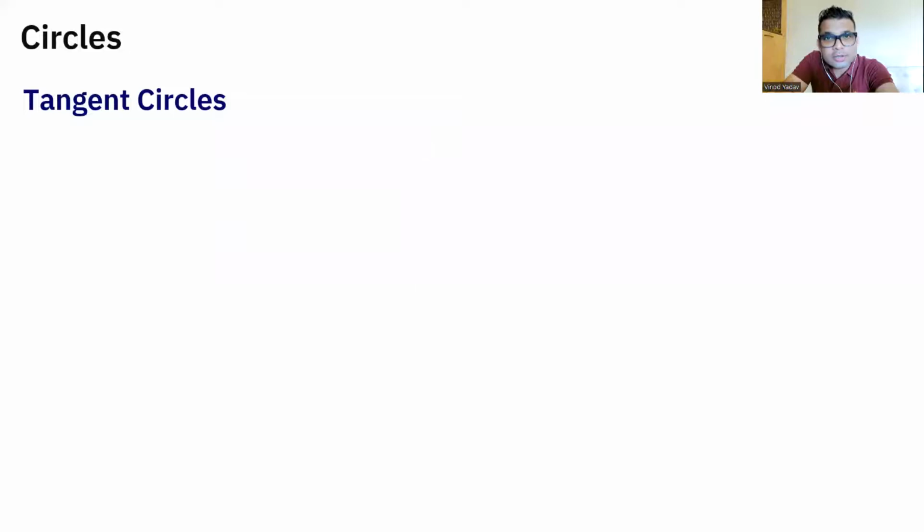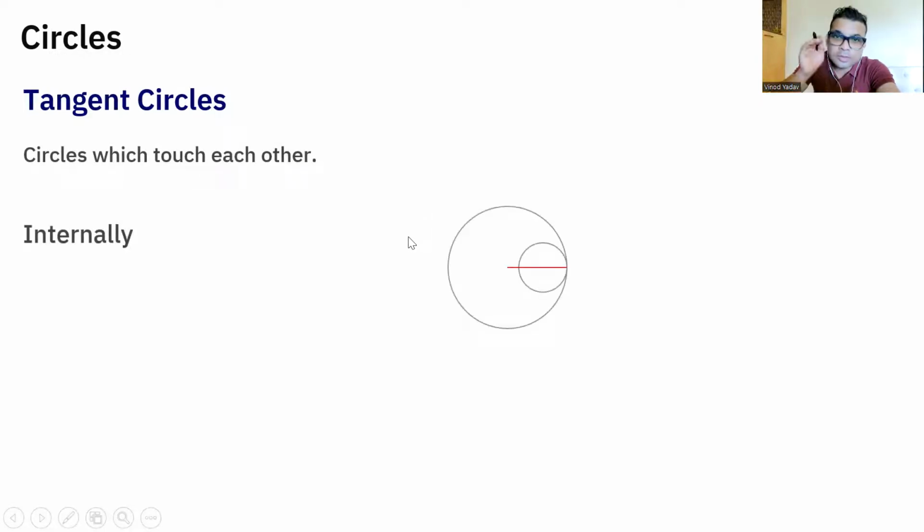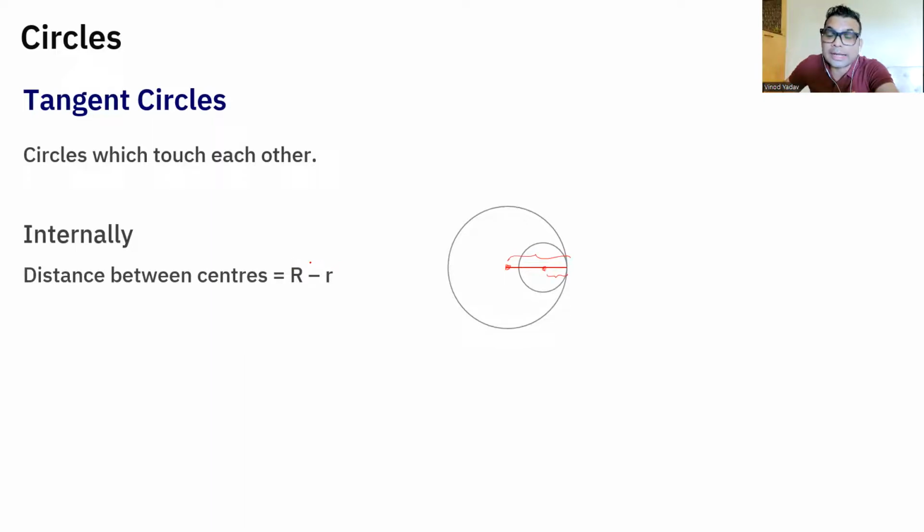Next is tangent circles. I'm sure you remember what a tangent was. It's about a line touching a circle. Similarly, tangent circles means now two circles are touching. You know that touching can happen in two ways. Circles touching each other internally. This is how the internal situation is. So what is the condition for this, friends? Basically the distance between their centers will be nothing but the bigger radius minus the smaller radius, right? In this case, the distance between the centers will be the difference between the radii, bigger minus smaller, obviously.